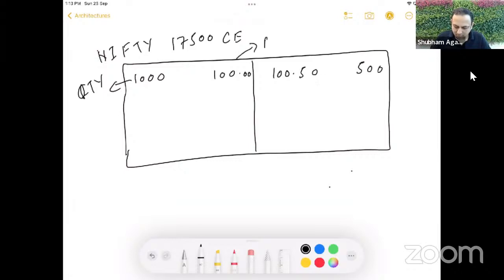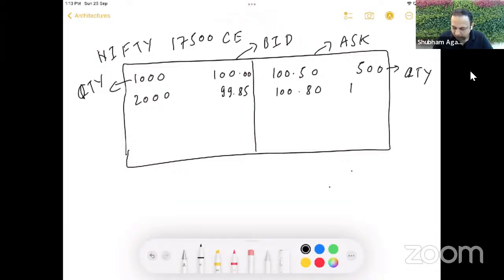So this is called bid and this is called ask. And this is the seller's quantity. This is also the quantity. So this is the screen that you all have seen. Let's say the next one might be 99.85 and somebody is willing to buy 2000. Then the next one is at 100 rupees 80 paise and somebody is willing to sell 1500. All this way, you generally see this kind of data.